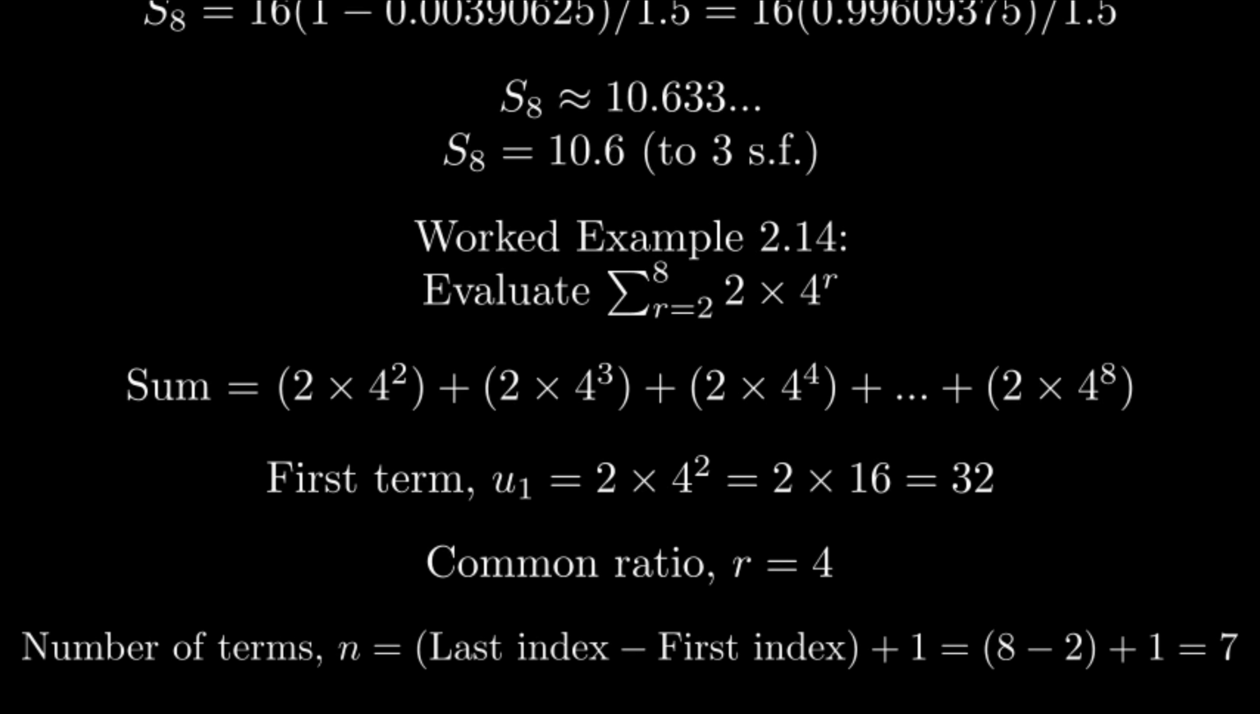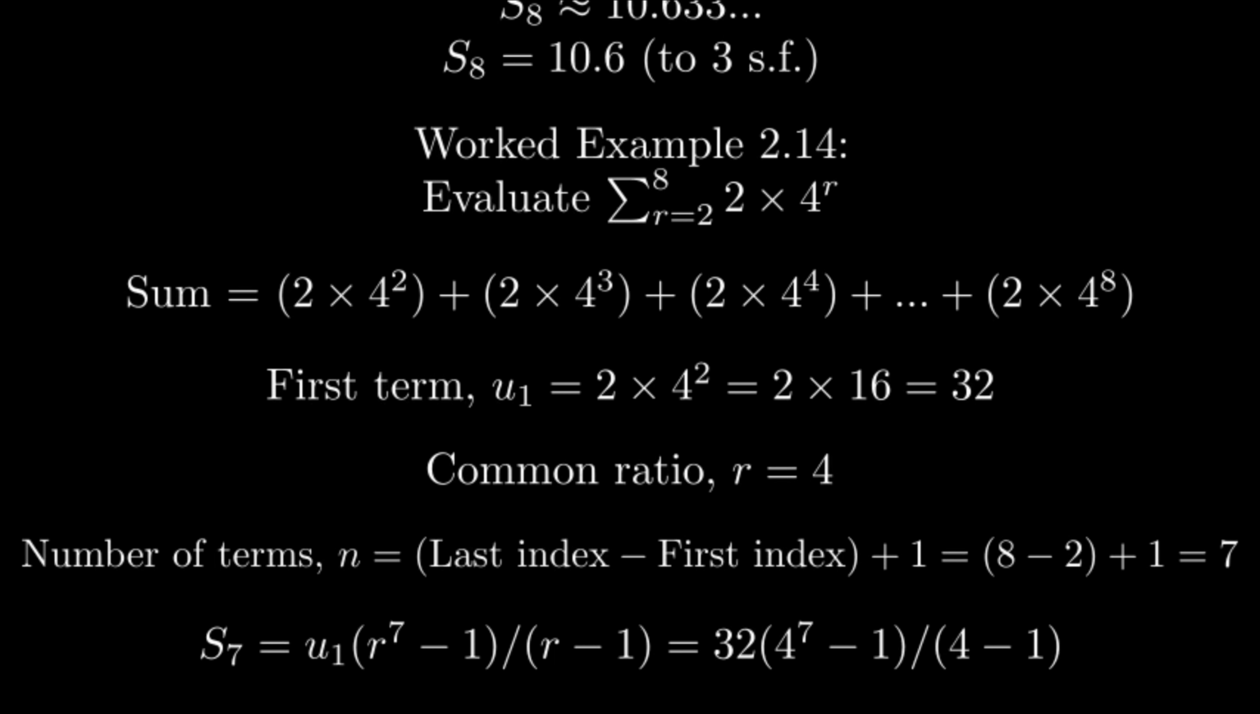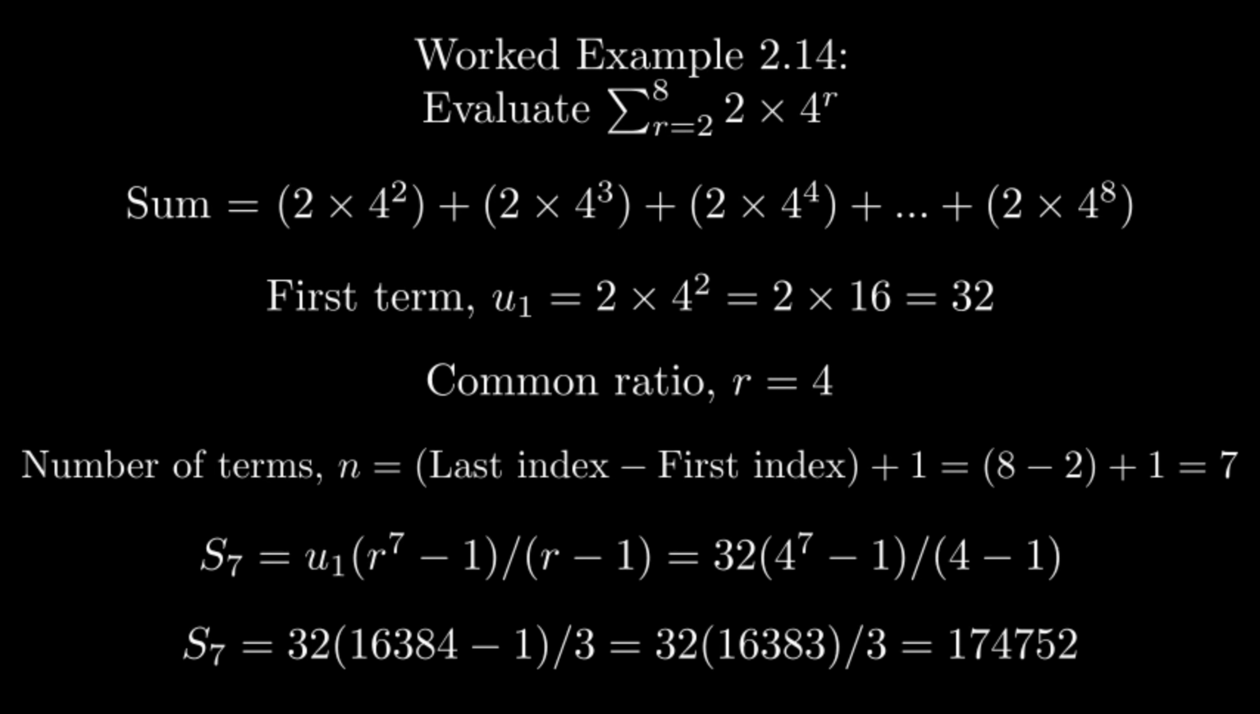Since r is greater than 1, let's use the alternative formula. S sub 7 equals 32 times (4^7 - 1), all divided by 4 minus 1. The denominator is 3. 4 to the 7th is 16,384. So we have 32 times 16,383 divided by 3. This calculates to exactly 107.52. As you can see, even with just 7 terms, the sum can get very large very quickly. This is a key feature of geometric series with a ratio greater than 1.